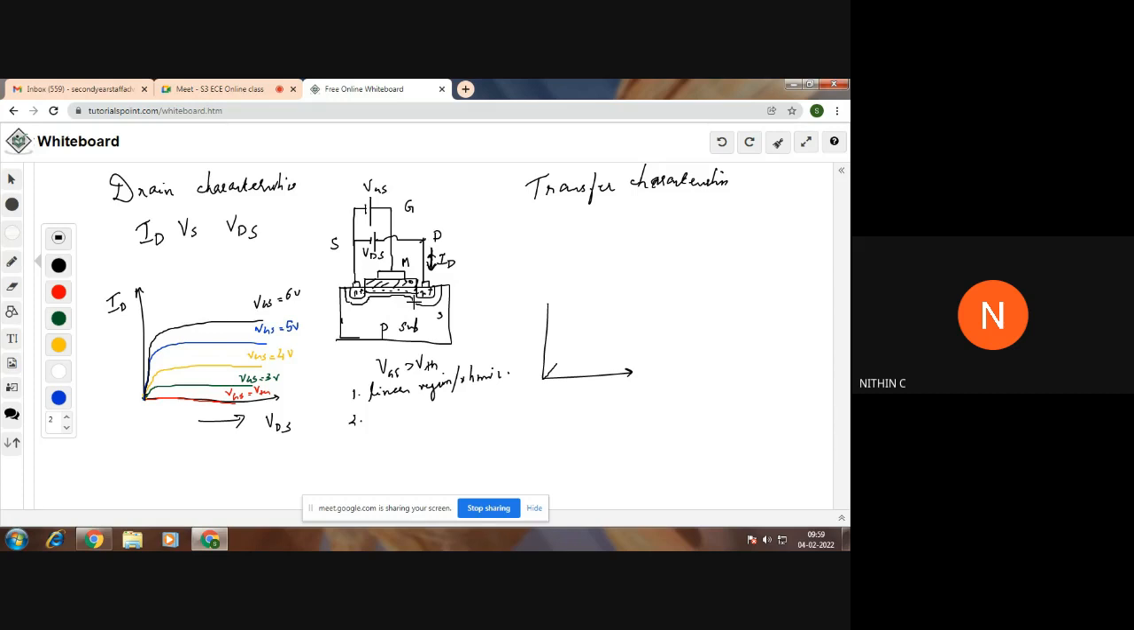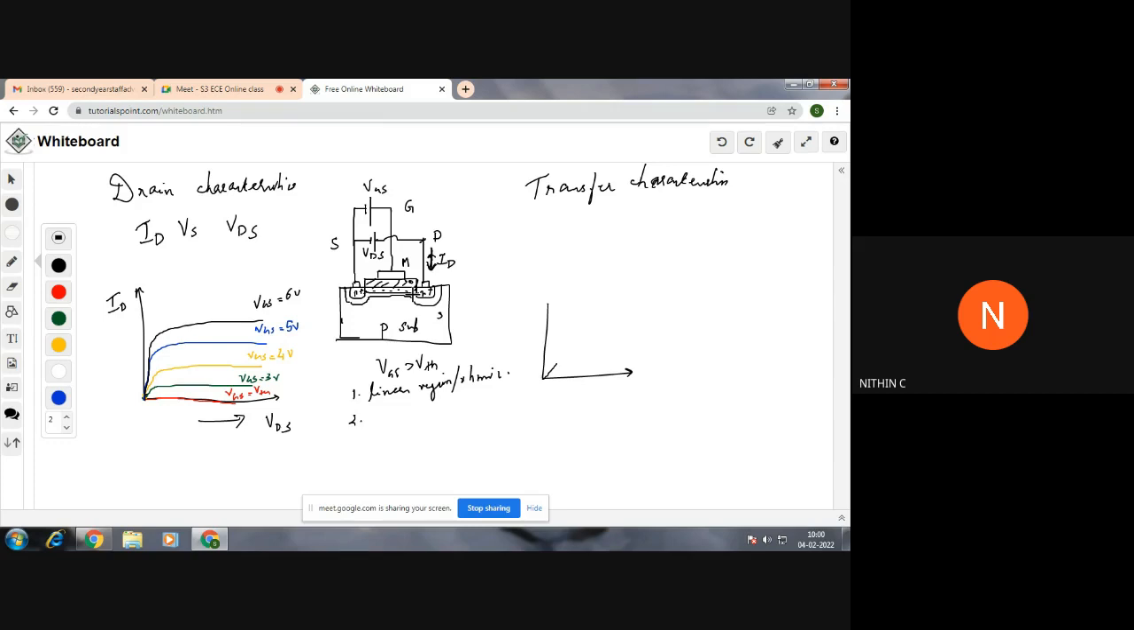When VDS is further increased, what happens? Yes, the depletion region width increases. That is, this width will increase, and the increase in the depletion region width will be more at which end?